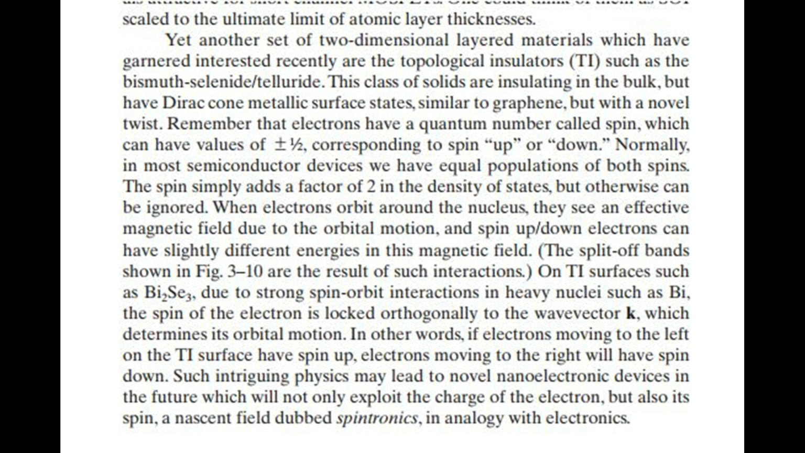On topological insulator surfaces such as bismuth selenide, due to strong spin-orbit interactions in heavy nuclei such as bismuth, the spin of the electron is locked orthogonally to the wave vector k, which determines its orbital motion. In other words, if electrons moving to the left on the surface have spin up, electrons moving to the right will have spin down. Such intriguing physics may lead to novel nanoelectronic devices in the future which will exploit not only the charge of the electron, but also its spin, a nascent field dubbed spintronics, in analogy with electronics.